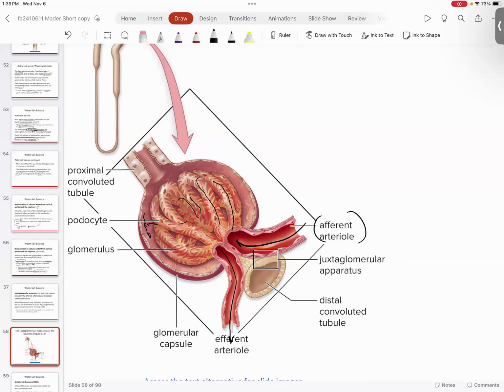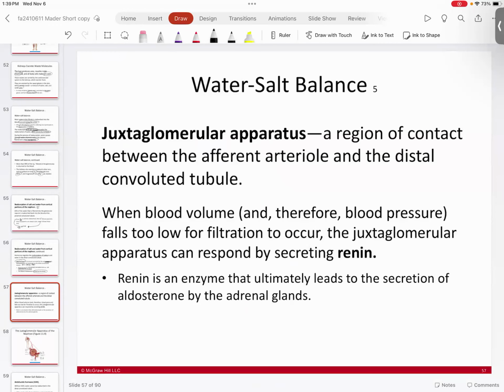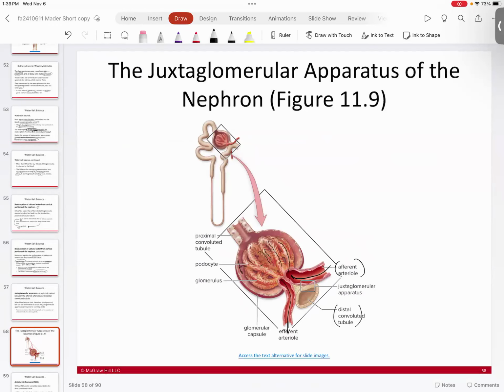Wedged in that little corner is a group of cells and the distal convoluted tubule. So what happens is the distal convoluted tubule is actually kind of bent backwards. So normally we write it out linearly. So basically what happens is your afferent arteriole comes in to the glomerulus, your efferent arteriole comes out. And so here's your capsule.